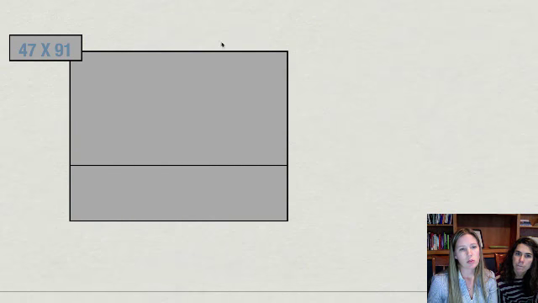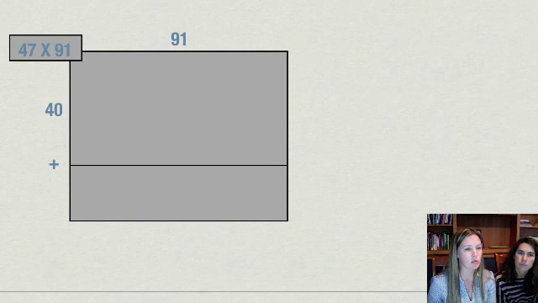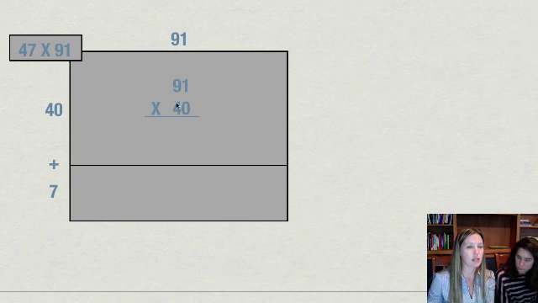So the first step is to plop our bigger number up on the top. So 91 is on the top, and then our other number, 47, we're going to expand into 40 plus 7. So now we just need to go through, again, like we did before, and find the area of each of these little rectangles. So this one is 91 times 40, and like Mrs. Van Dam said, we're just going to ignore the 0 right now. We're knowing we're multiplying by the tens, so our answer is going to go down here in the tens place, but we're going to ignore the 0 till the end.